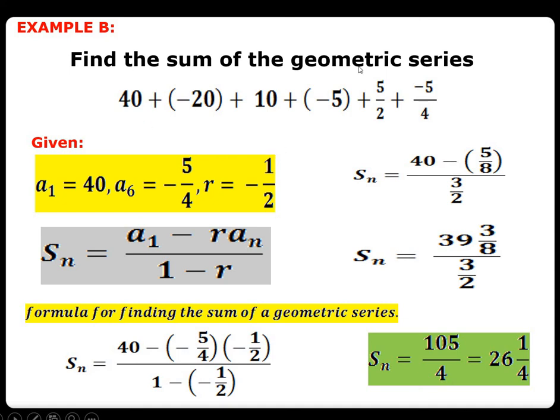And that is the sum of the given geometric series 40 plus negative 20 plus 10 plus negative 5 plus 5 halves plus negative 5 fourths.